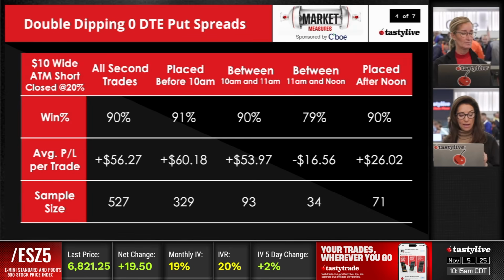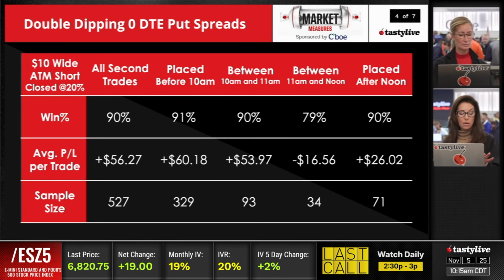Okay. Here we have the $10 wide at the money short closed at 20%. And this is just the second trade. And once again, the only one that is not profitable, this is different. So I think that if you're putting on a second one, the farther you go, you've got to lower your bar, right? Because there is a negative here. Right. There's one negative, and it's between 11 and noon.